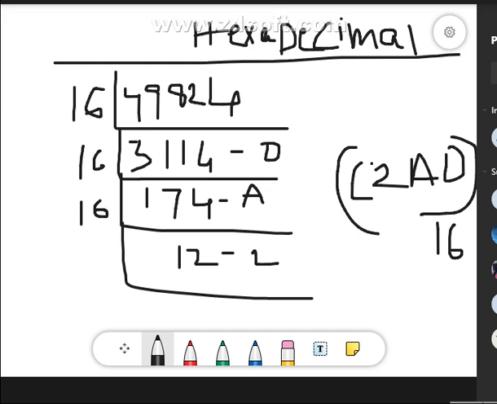If you want to convert this decimal number into the binary number, you have to divide it with the 2. Why? Because we have to get the binary number. Okay, if you want to convert the decimal number into the octal number, you have to divide it by 8. Why? Because we have to get the octal number. If you want to convert that number into the hexadecimal number, you have to divide it with the 16. Why? Because we have to get the hexadecimal number.